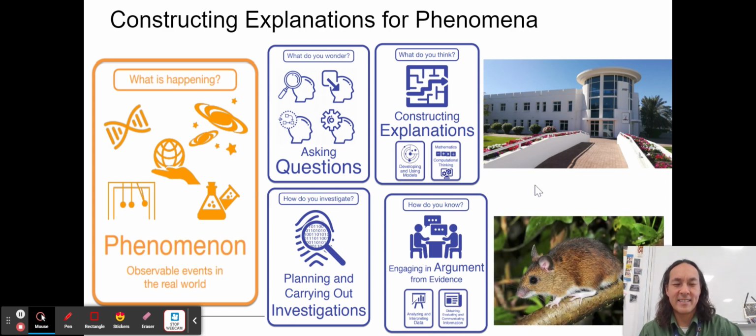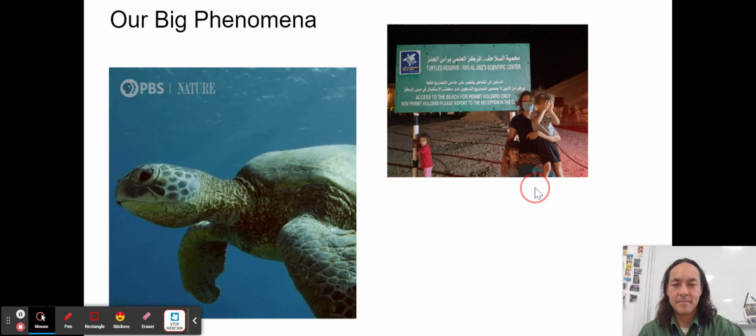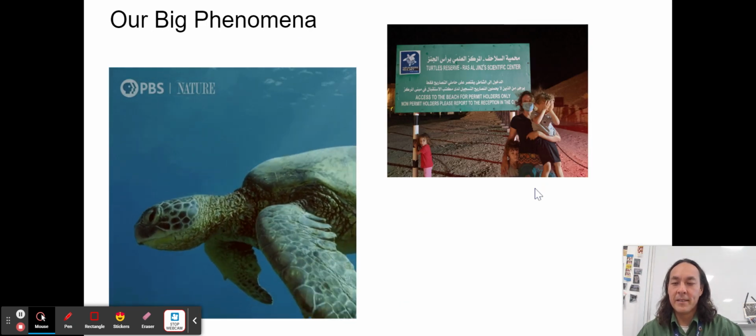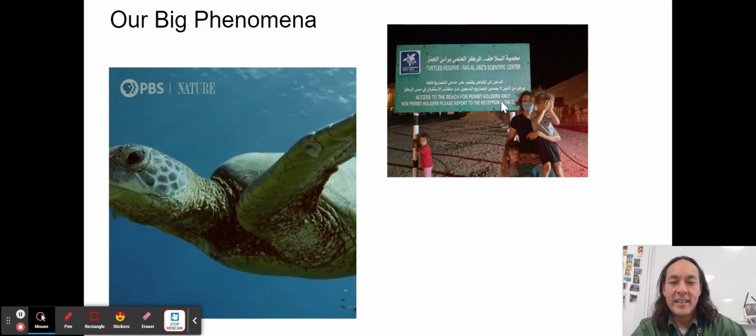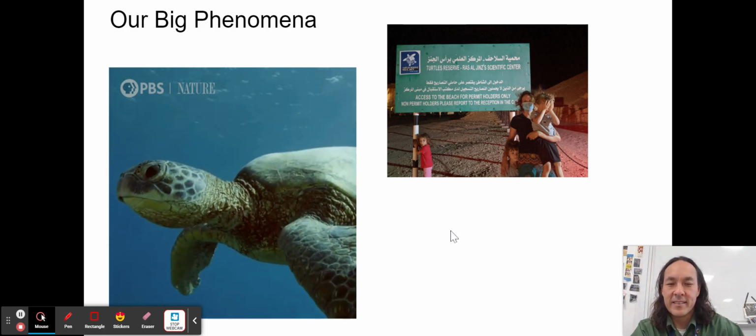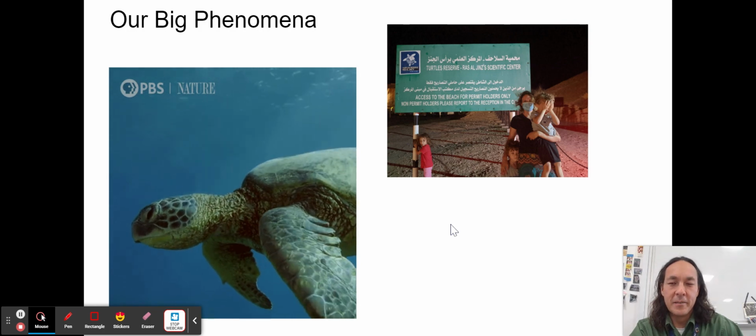All right, think back to that simulation with the white-footed mouse. Here's our big phenomena, the sea turtles. Here we were down at Ras Al Jinns, and it was just magical. It was so great to see that ecotourism here in Oman.